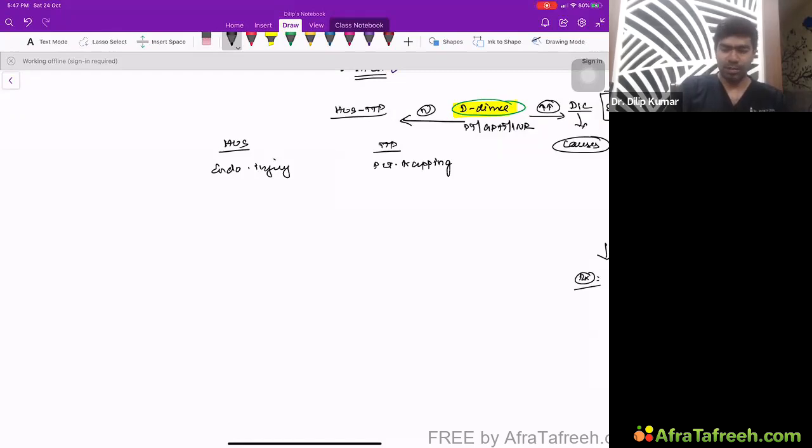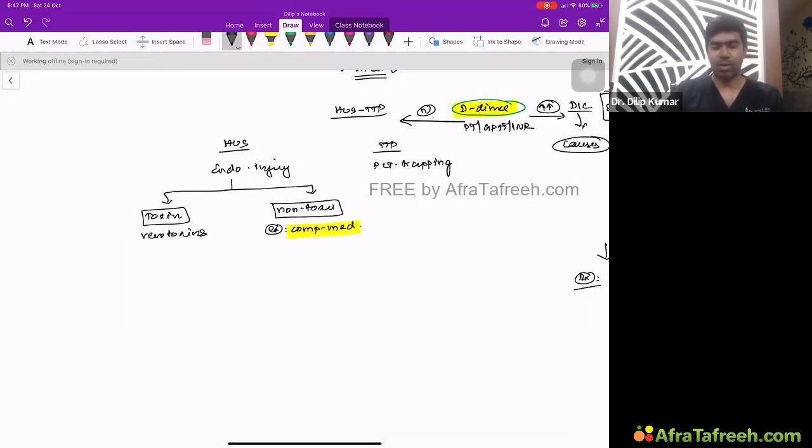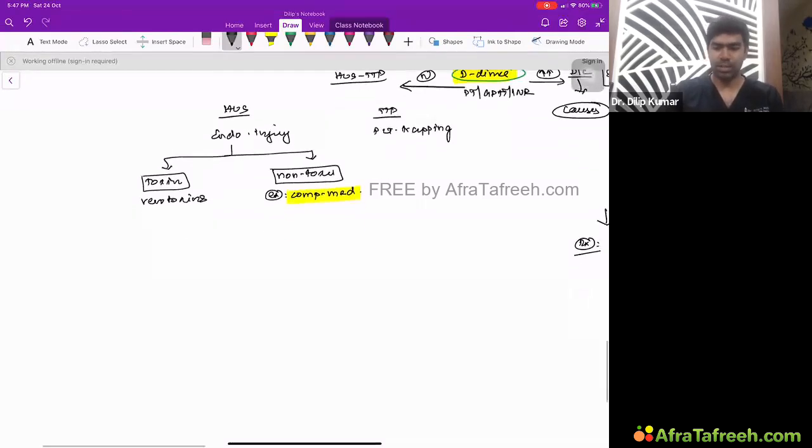Endothelial injury can be due to two reasons. One is toxin-mediated HUS, usually verotoxins. The second is non-toxin mediated, which means it's not due to toxin. The best example for this is complement-mediated HUS. There are many different types of HUS, but one example is complement-mediated HUS, which is not actually toxin-mediated, but still causes endothelial injury.